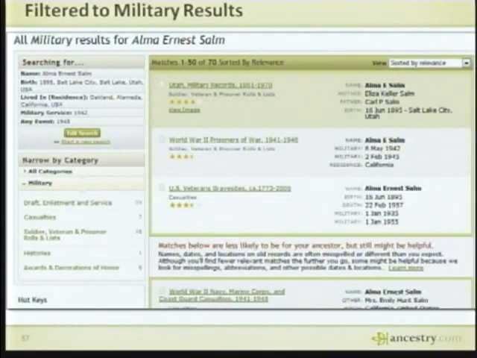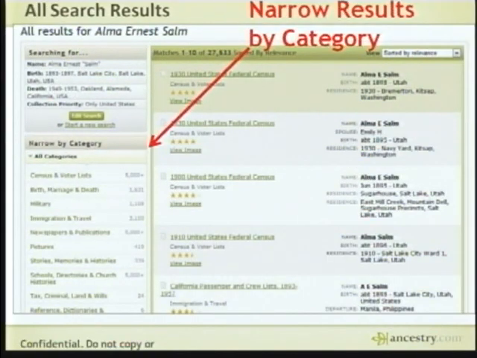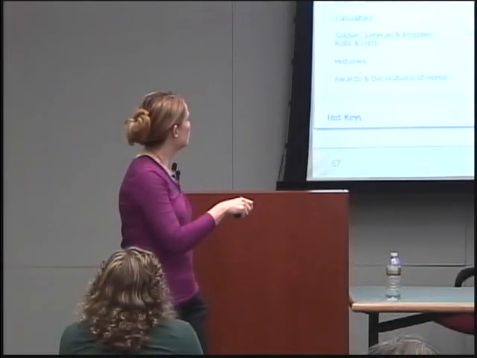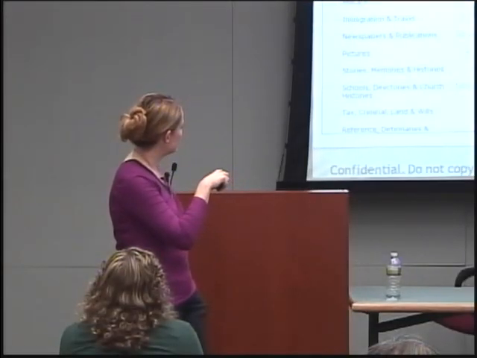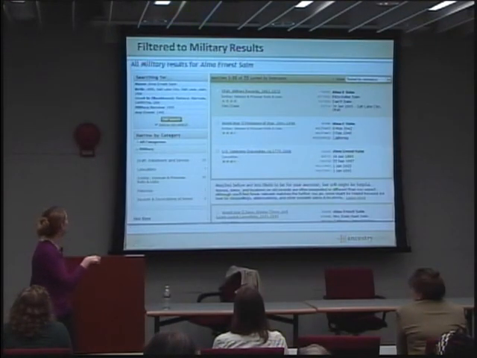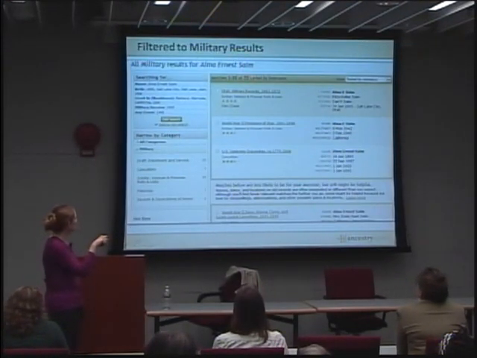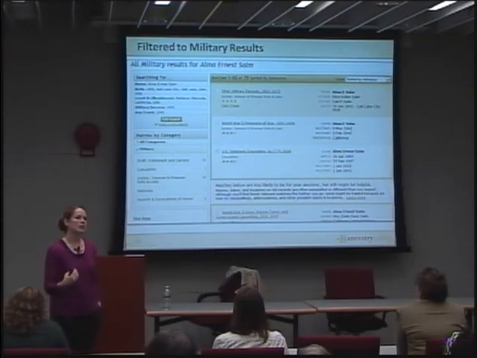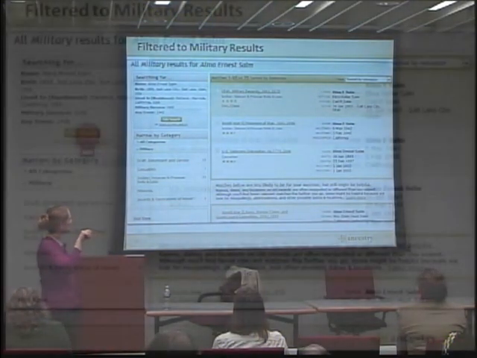So let's remember our search. I'm interested in finding military records for my great-grandfather, Alma Ernest Psalm. So I do a search for him, and I get 27,000 search results. Well, if I click right here on this link, on military, because that's my search goal, it's going to filter down to 70. That's a lot. That's a little bit more manageable than 27,000. Maybe more than I want to actually look through, but notice this.